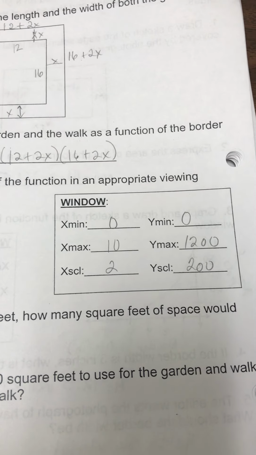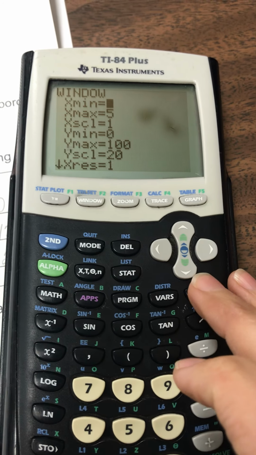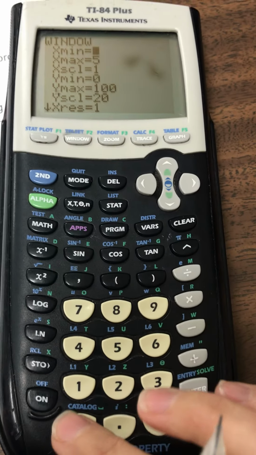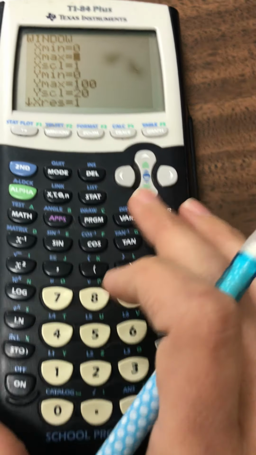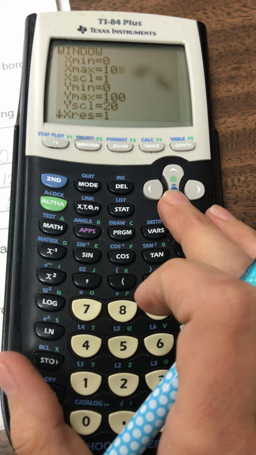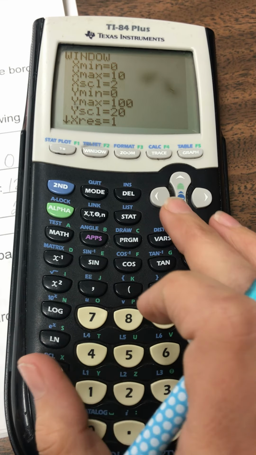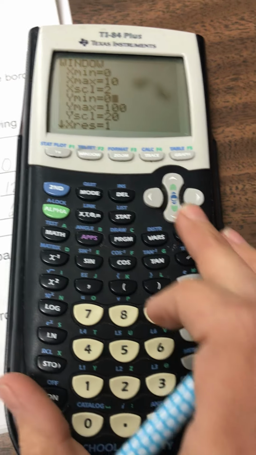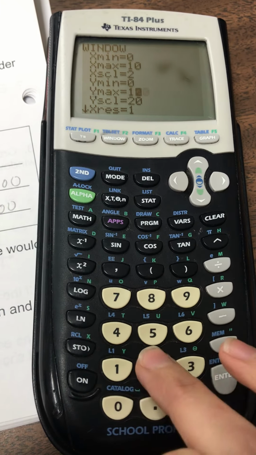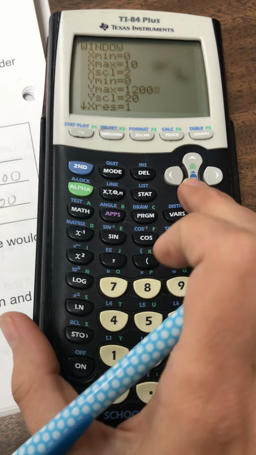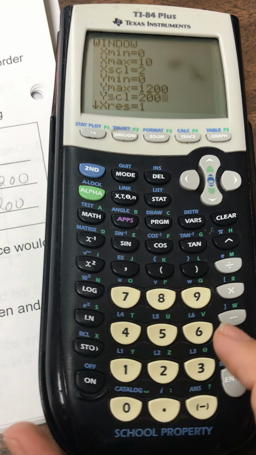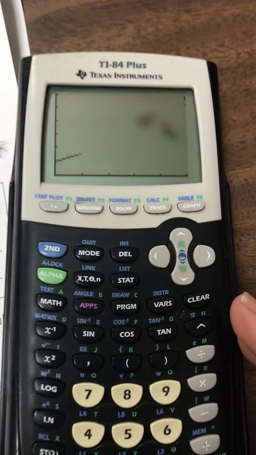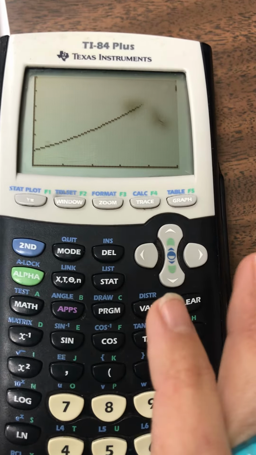So now, let's put that in. Window, just double checking. It's going to be 0, 10, 2, 0, 1200, and 200. Okay, now graph. All right.